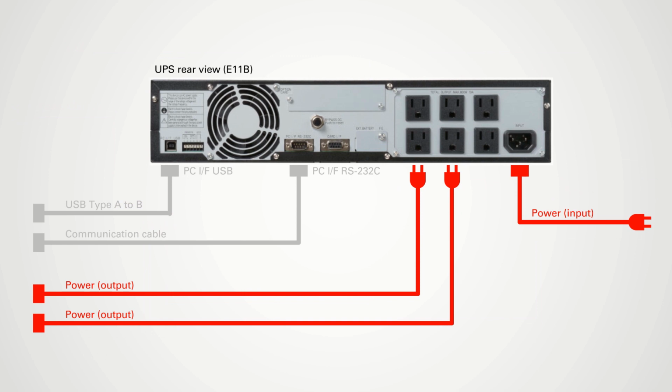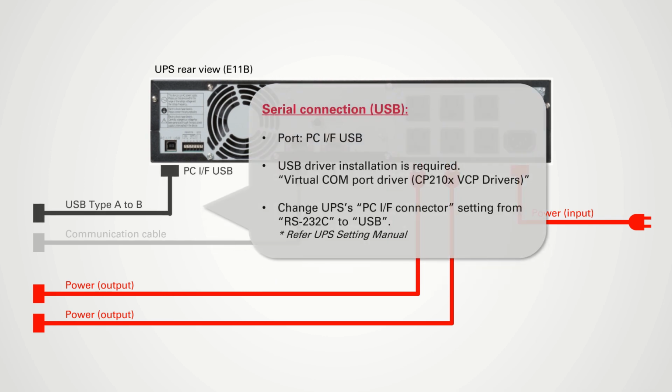For serial connection, you can use a USB cable, or the provided serial communication cable. When using a USB cable, use a USB Type A to Type B cable, and connect to the PC interface USB port. Install the required USB driver, and change the UPS PC interface connector setting from RS232C to USB.